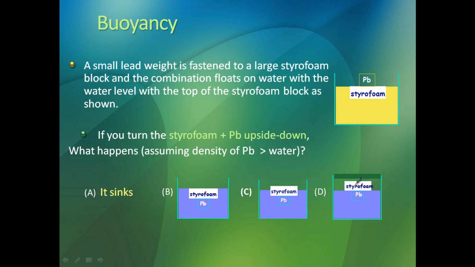So we're going to assume the density of lead is greater than water, which we don't have to really assume because it's true. So actually, this one's going to happen. The lead's going to pull that styrofoam down. It's going to be basically the same height that it was before, but a little bit higher since the styrofoam is less dense. It's going to push it up a little bit.